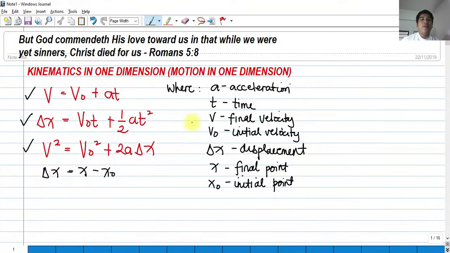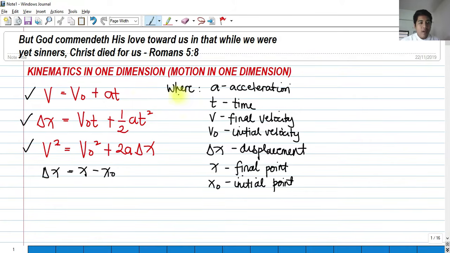So for today, we're going to talk about kinematics in one dimension, motion in one dimension. And for today's video, I'm going to show you the derivation of the famous basic kinematics equations. Okay, and we're going to solve some problems involving these formulas for us to be able to solve some basic problems in one dimension, kinematics in one dimension.